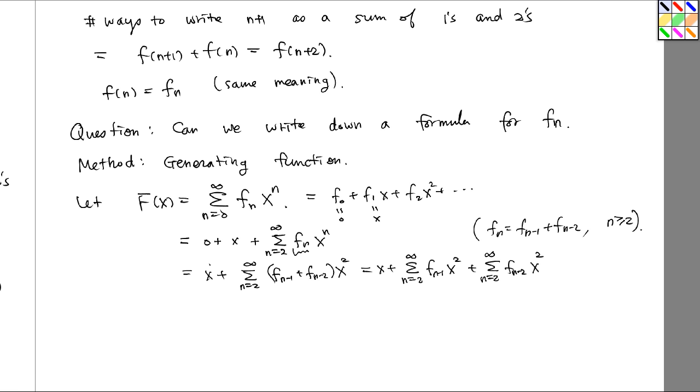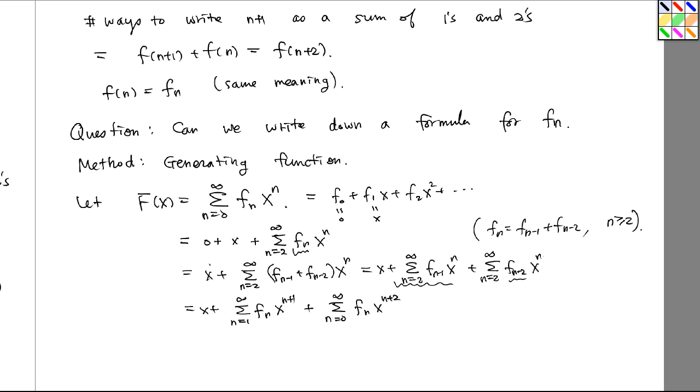Now from here, for the first summand, let me replace n by n plus 1. Then n is from 1 to infinity. It's going to be fn. Oh, I made a mistake over here. This should be x to the n plus 1. And in the second sum, I'm going to replace n by n plus 2. Then n is from 0 to infinity, and it's fn times x to the n plus 2.